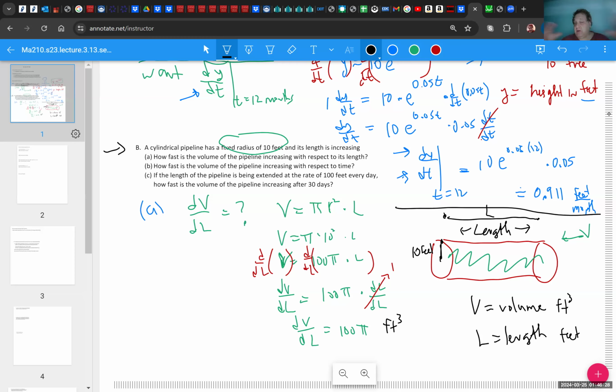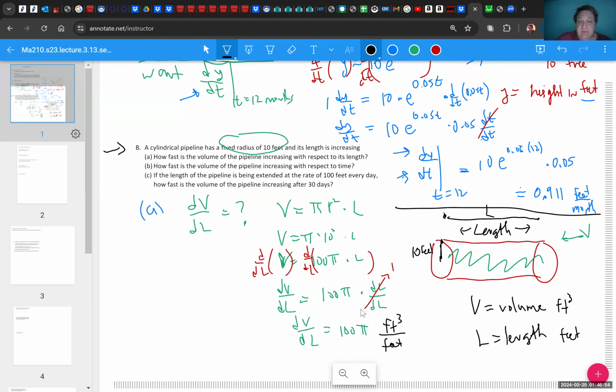That's the change in volume. And then the change in length is feet. So this is cubic feet per feet. Please don't simplify this somehow to be feet squared. That's not the correct units. It's the increase of 100 pi cubic feet for every increase of 1 foot in the length. So at that instant, or actually any instant, because it doesn't depend on any other variable, the volume is always changing at that rate.